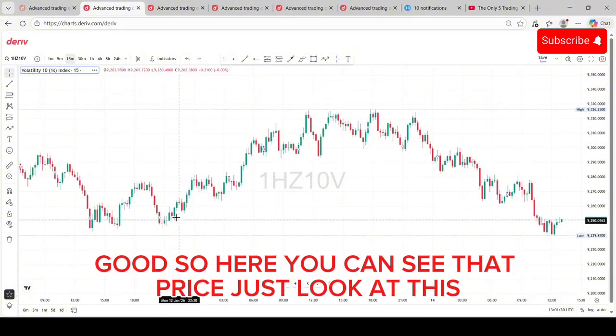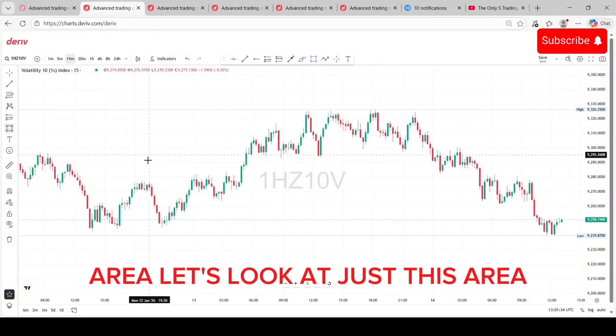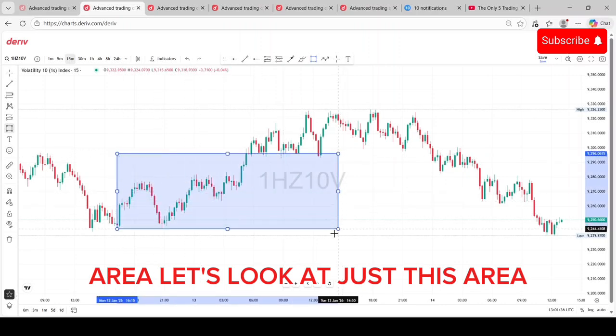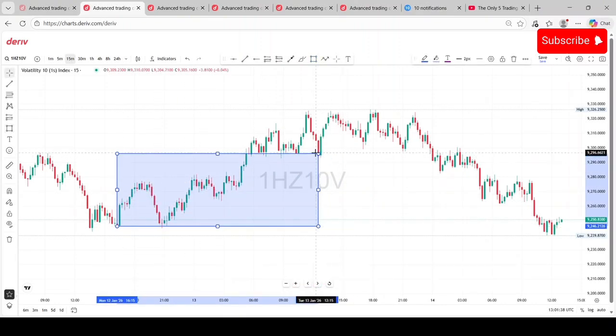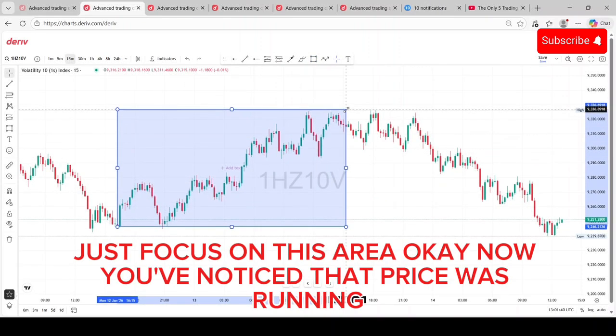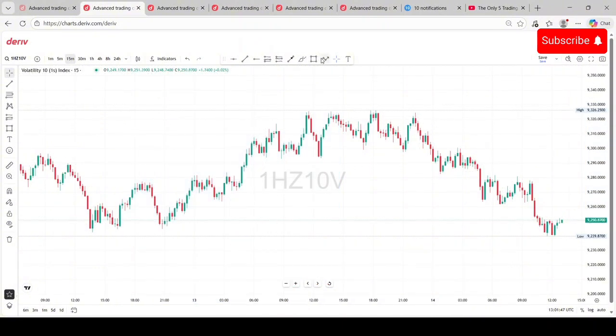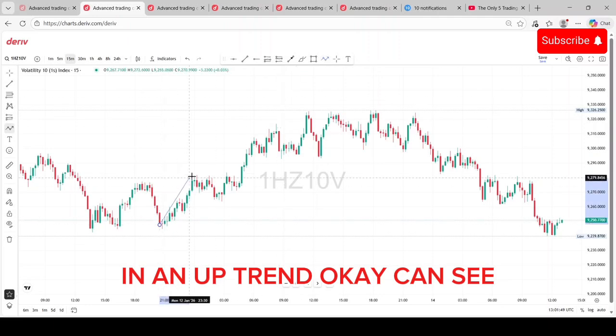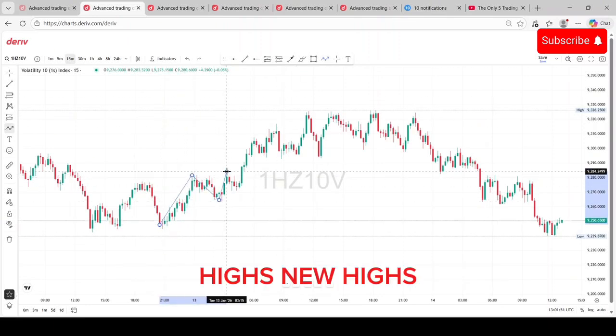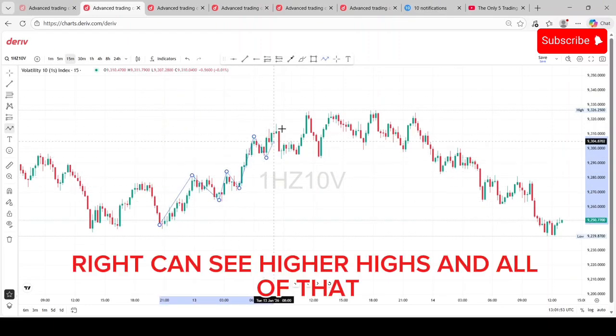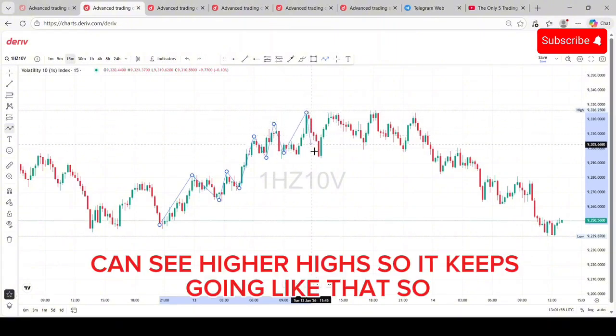Good. So here you can see that price, just look at this area. Let's look at just this area. Just focus on this area. Now you've noticed that price was running in an uptrend. You can see new highs, higher highs and all of that. You can see higher highs. So it keeps going like that.